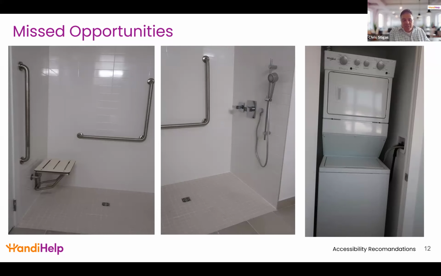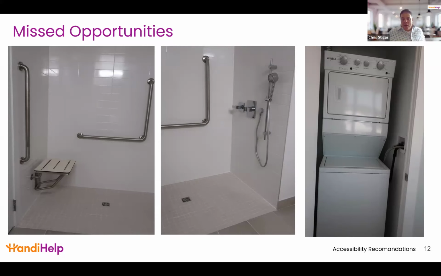If you're putting a fold-down seat, the shower fixture needs to be on the long wall and reachable by the person that's sitting on that seat. So this is a miss. This is something that was scored a 0 out of 5, but ultimately was still allowed to pass because, as I said, we score things on a sliding scale.